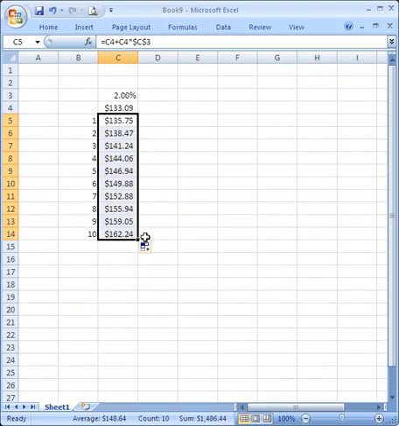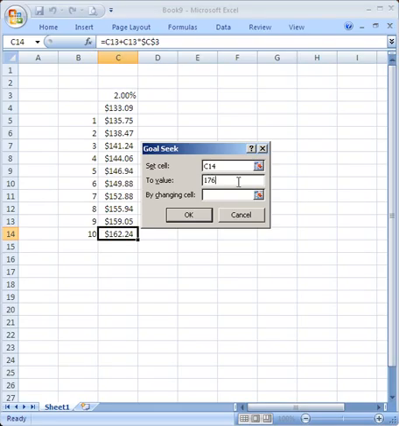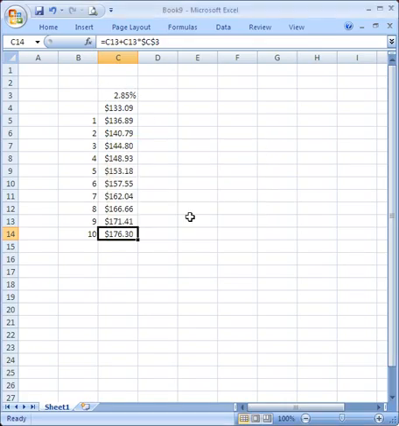But the problem tells us that the cost of the items now is $176.30. In order to get this final amount, we'll need to adjust the inflation rate. We use goal-seek to get the answer. We'd like our final answer to be $176.30, and we get it by changing the inflation rate. If items cost $176.30 now, and 10 years ago they cost $133.09, then the average inflation rate must be 2.85%.